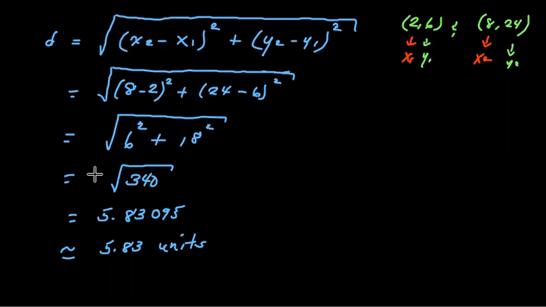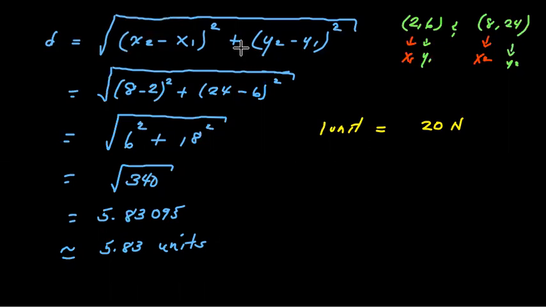But if you have a scale that you're working with, then you're going to convert it to that scale. What do I mean by a scale? Maybe you're working with something that says 1 unit is equal to, let's say, 20 newtons, for argument's sake. Maybe you're working a physics problem. Then you would take this 5.83 units and multiply it by 20 and get the answer in newtons.